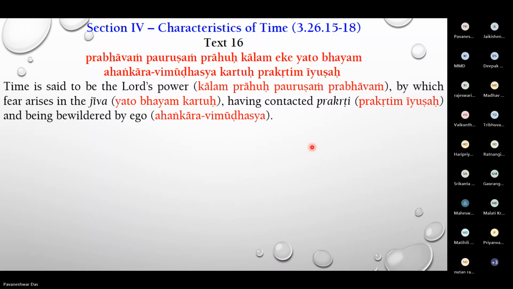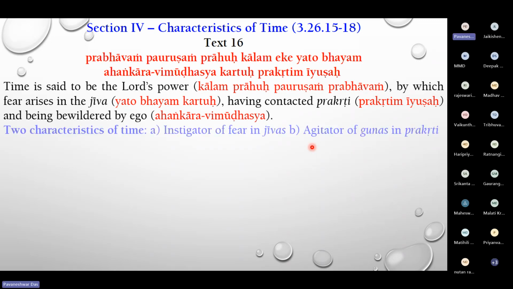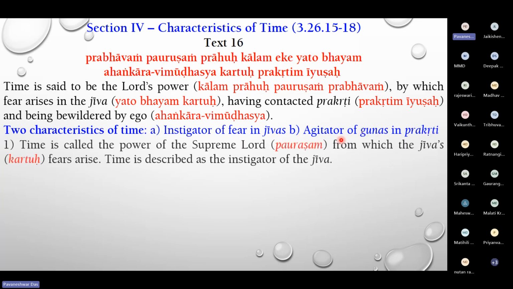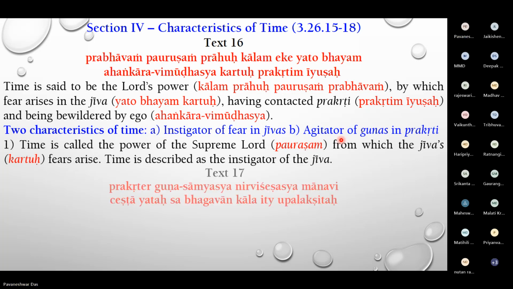By which fear arises in the Jiva having contacted Prakriti and being bewildered by ego. Ahankara Vimudasya. What do you mean by that? There are 2 qualities of time. One is instigator of fear in the Jiva. The second is agitator of the gunas of Prakriti. That comes in the next verse. But in any case, time is called the power of the Supreme Lord from which the Jiva's fear arises. Time is described as the instigator of fear in the Jiva.